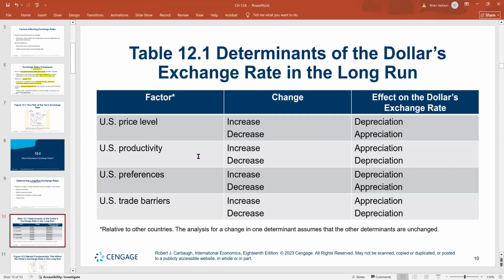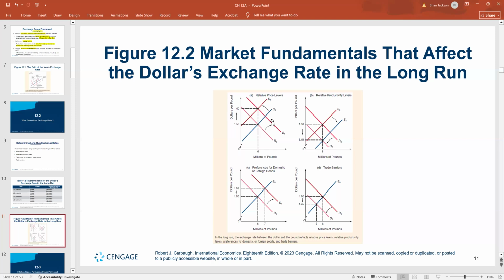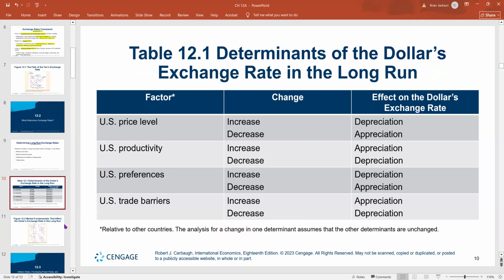There's four factors there, and let's try to determine in particular how those factors will affect the dollar's exchange rate with respect to currencies from other countries. I think we'll see this in a graph. Here in figure 12.2, there's four graphs. Each one of these corresponds to one of these four lines here in this chart.